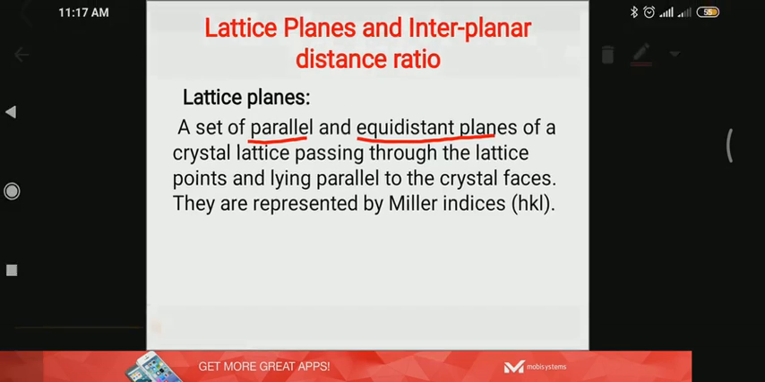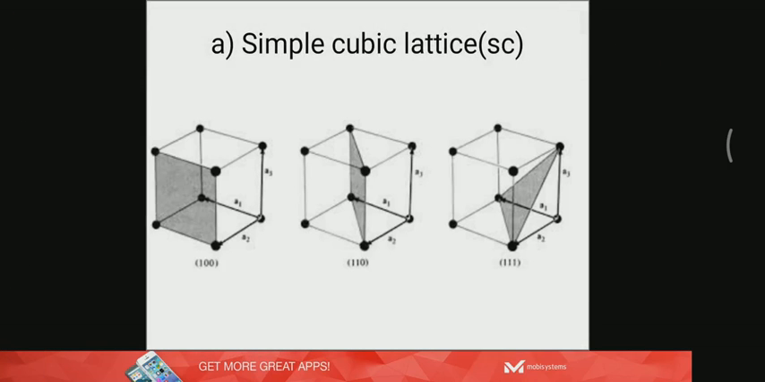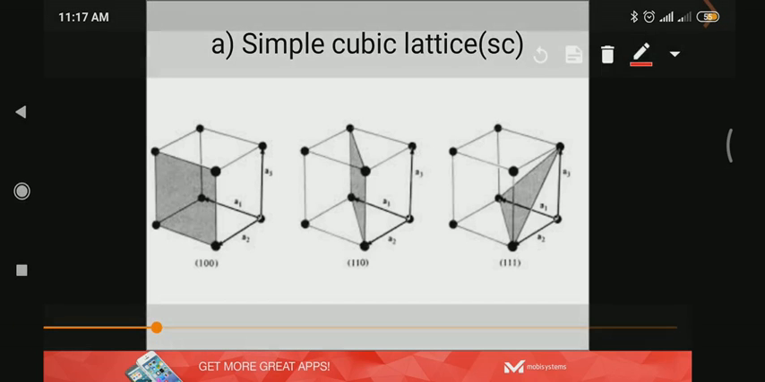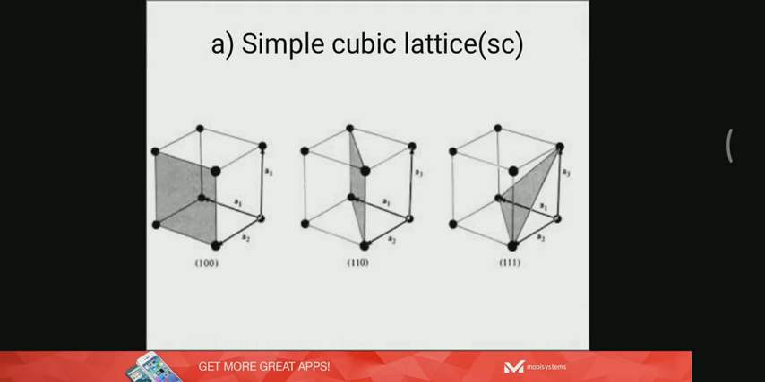Now going to the representations of various crystal planes in simple cubic lattice or primitive cubic, which is popularly abbreviated as SC. You can see that there are three different lattice planes in primitive cubic. They are the 100 plane, 110 plane, as well as 111 plane. How do we distinguish these three, or what are the differences here?